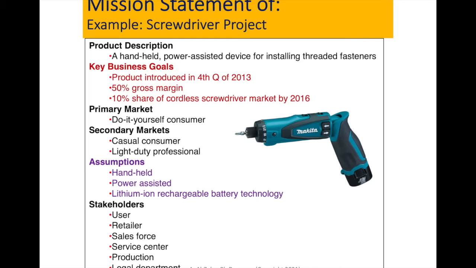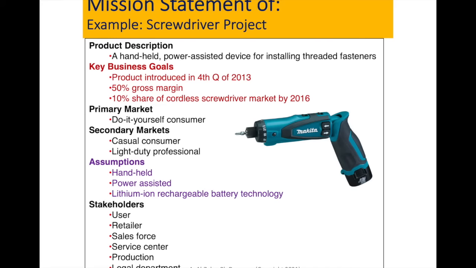And then the company wants to have 10% share of the cordless screwdrivers market by 2016. Their assumption is actually to have a handheld, power-assisted, and also lithium-ion rechargeable battery technology. You could look at this and you want to produce another screwdriver. So what would you do?